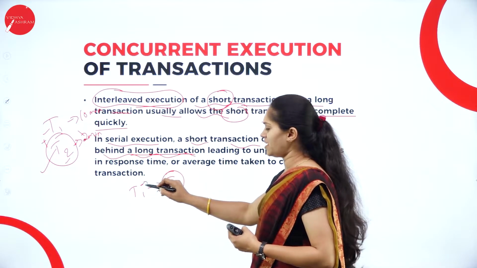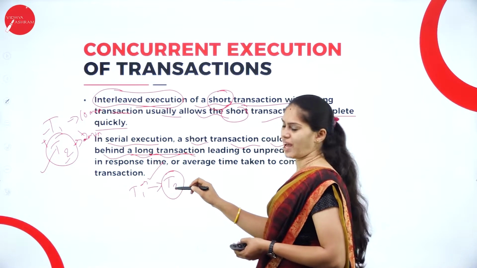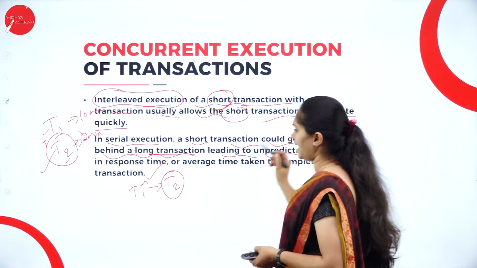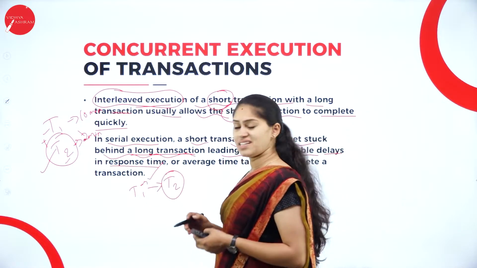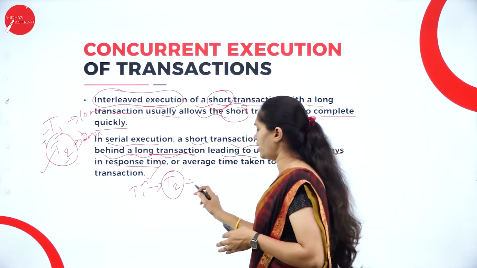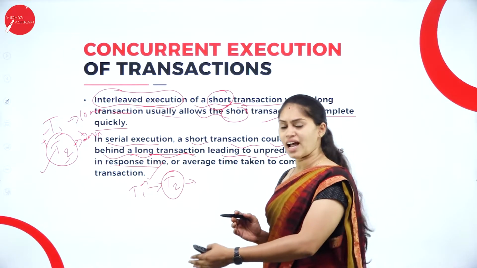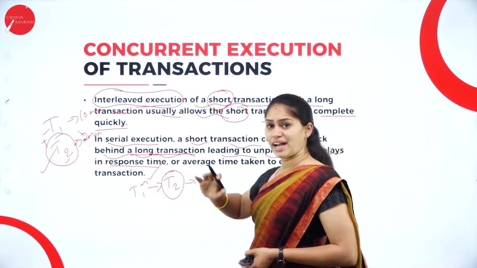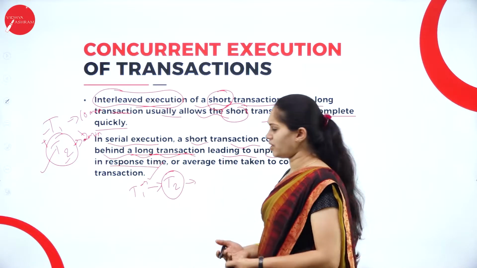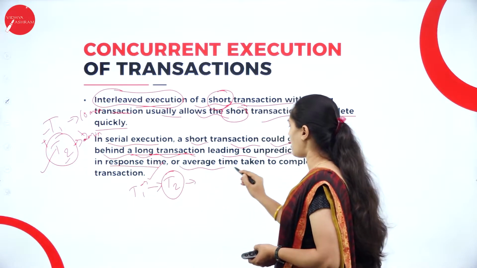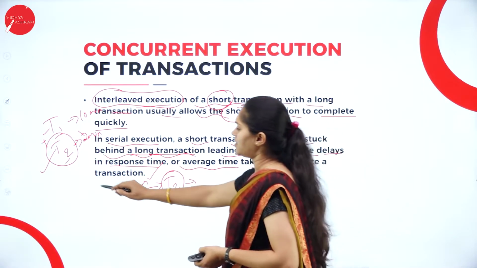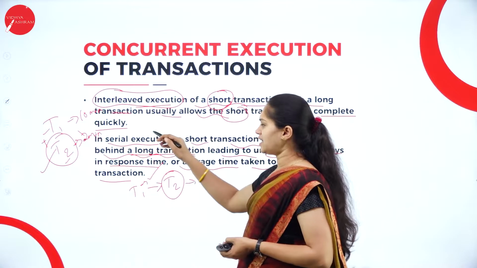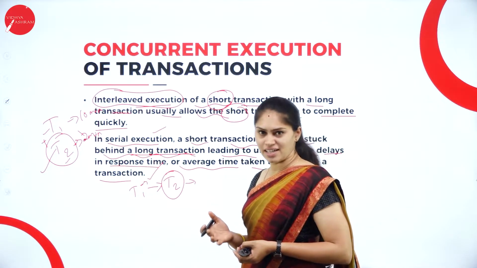Once T1 is completed, only then can T2 be executed. That may lead to unpredictable delays in the response time. Even if T2 takes only 2 minutes, it has to wait until T1 is processed. So the response time will take longer, and the average time taken to complete a transaction will increase. That is also one of the reasons why we should not have a serial execution.